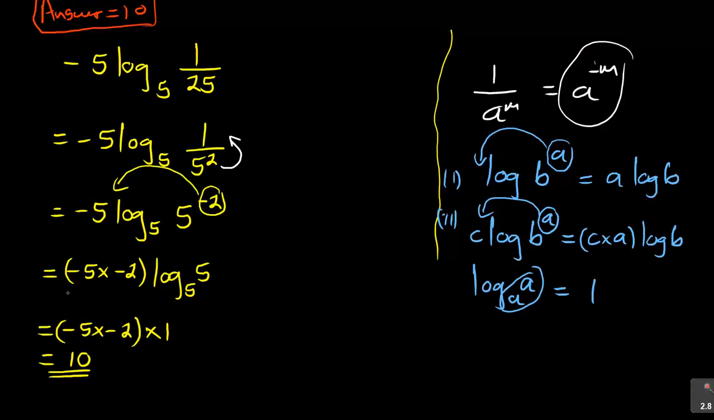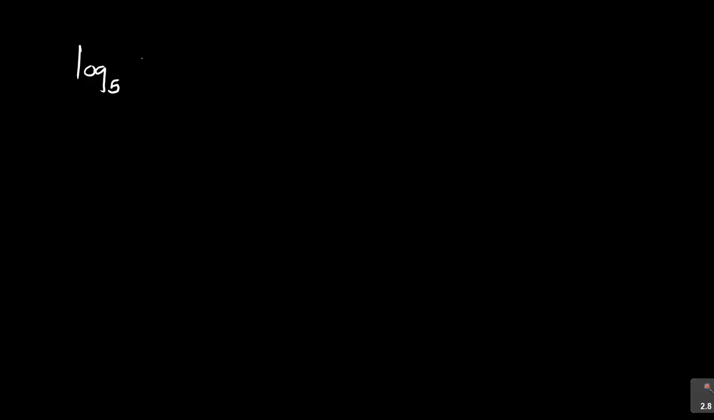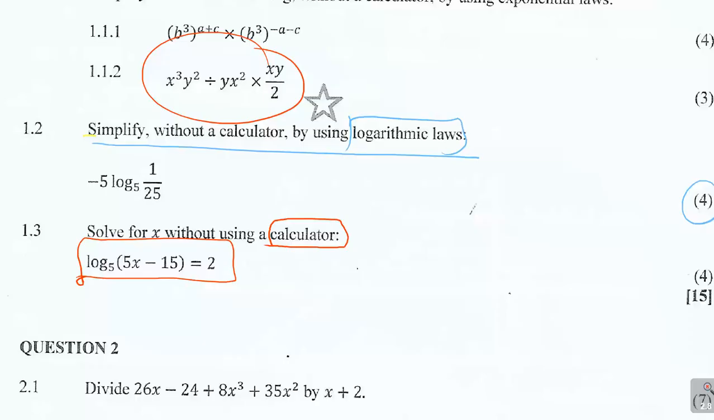So if I do this, let's erase and have a new page. What we have here is log 5, if I'm correct, and then it's 5x minus 5 in brackets. 5x, is it minus 5 or minus 15? It's log, in base 5, 5x minus 15 is equal to 2.